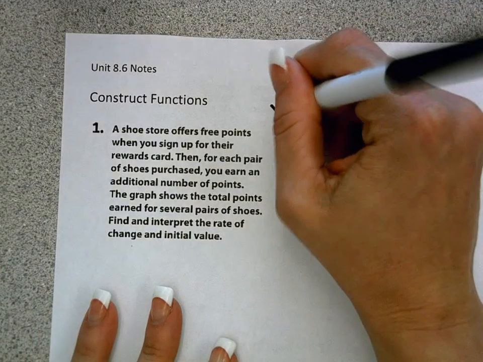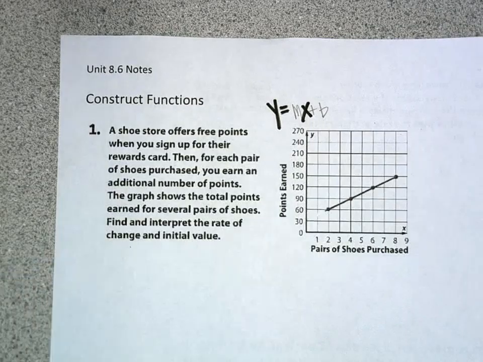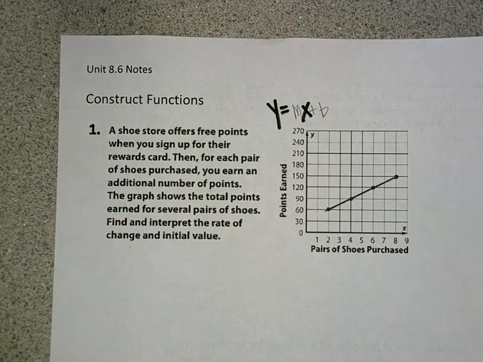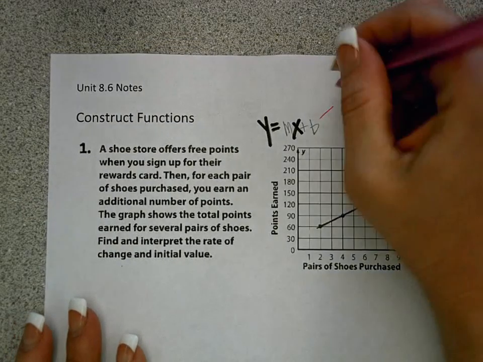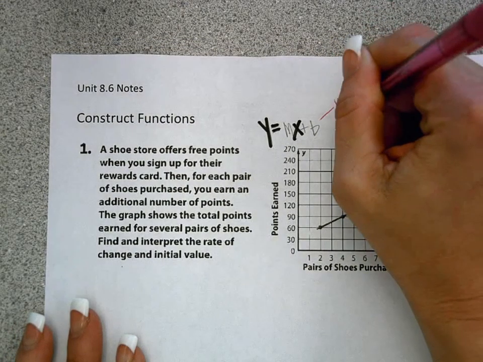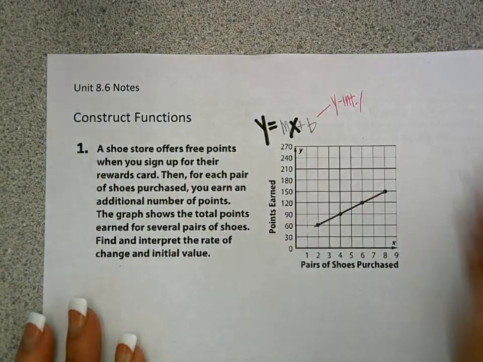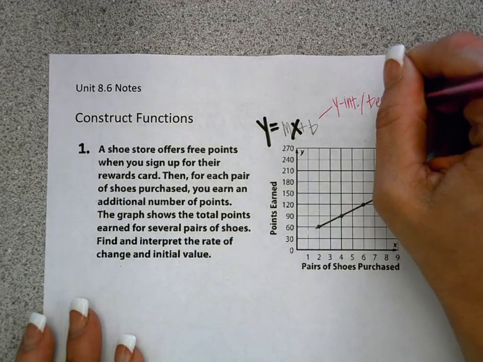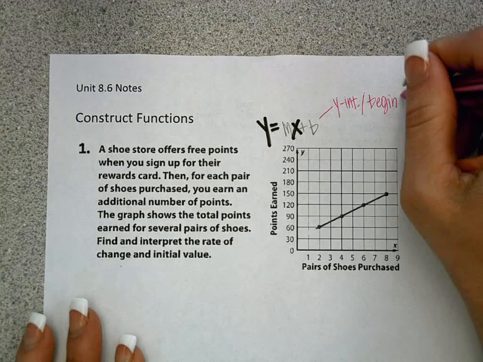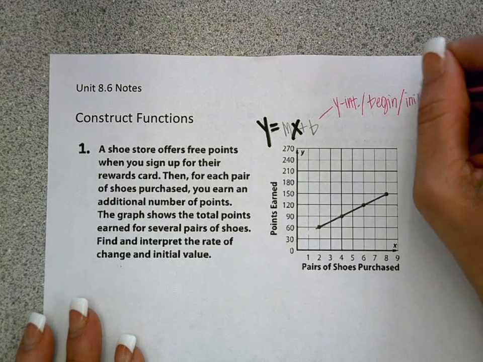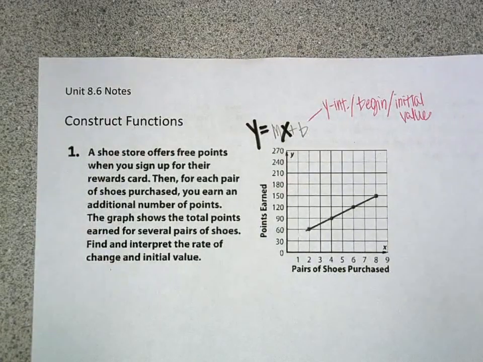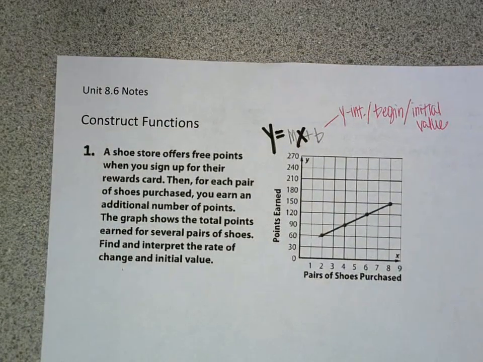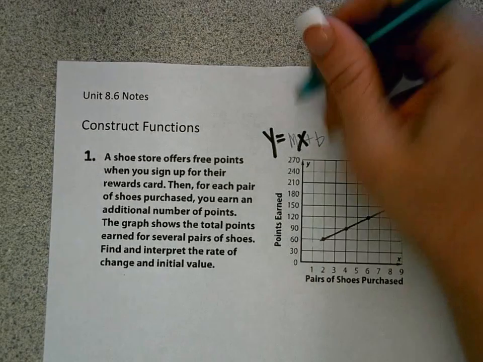The y and the x are never going to change. They're always going to be in the equation. The b stands for what? B is the y-intercept. Another word for y-intercept is where you begin. When we're graphing, we call that the beginning point. That's also called the initial value. Initial value means where you start at. That's why it's called begin.